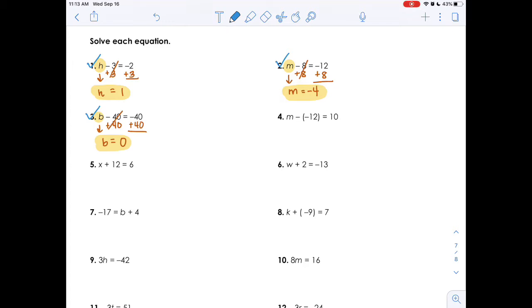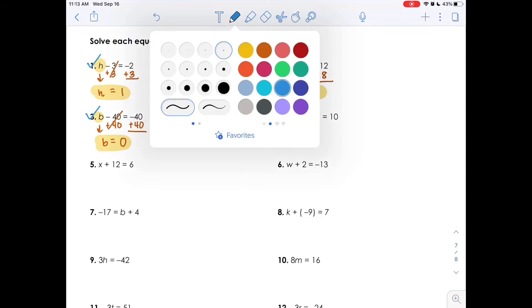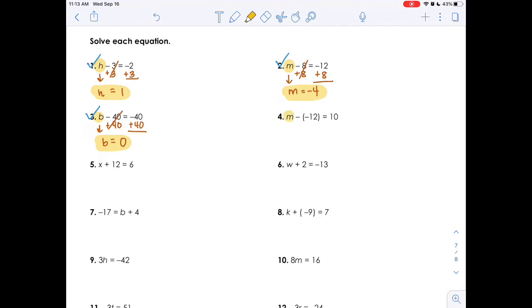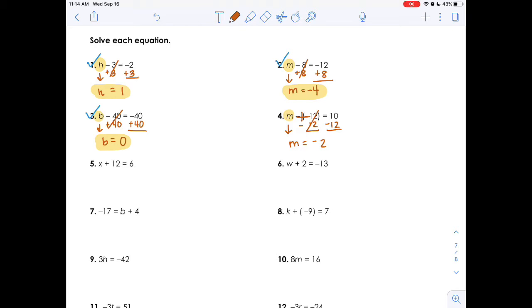Number 4 says m minus negative 12 equals 10. My variable here is m, but I want to go ahead and simplify these signs. I've got a minus and negative. Anytime you see a minus and negative, you can go ahead and change it to a plus. So this can be reread as m plus 12. In order to get rid of a plus 12, I'm going to subtract 12. 12 minus 12 would give me 0 and leave me with m. But if I subtract 12 on the left, I have to also subtract 12 on the right. 10 minus 12 is negative 2.